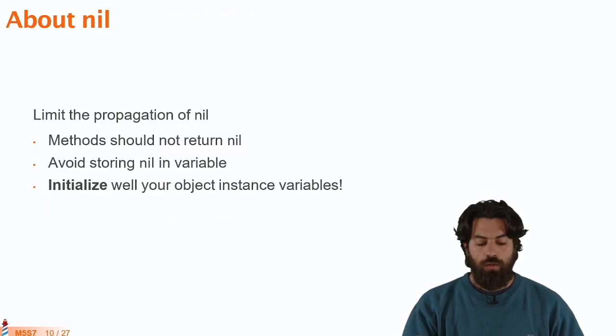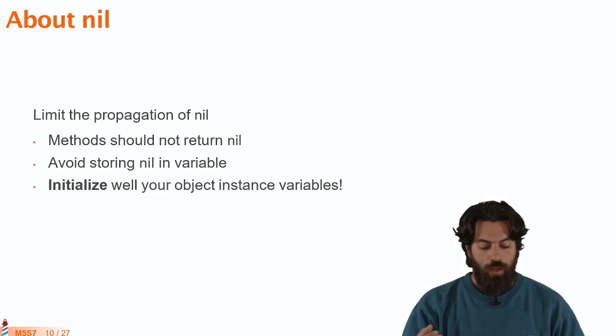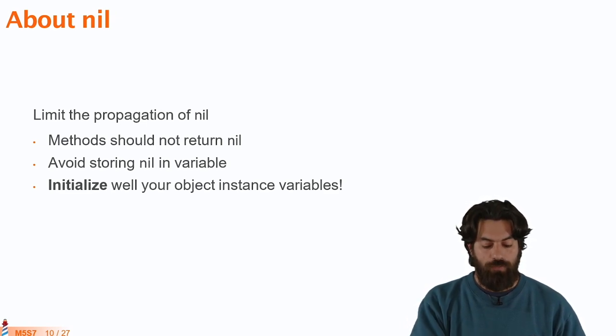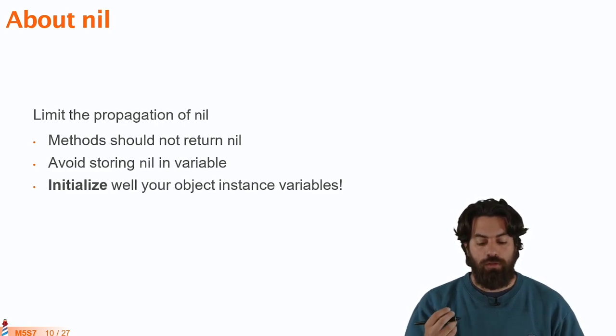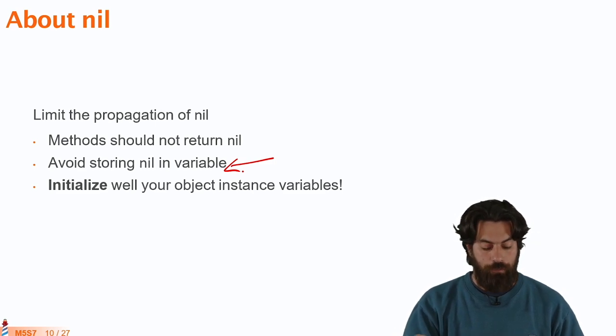So what are other ways of limiting the propagation of nil? First, we should think about the methods that are returning nil and try to avoid them, for example, adding these null elements. We should also avoid storing nil in variables explicitly. One of the rules is to avoid explicitly using nil as a marker.